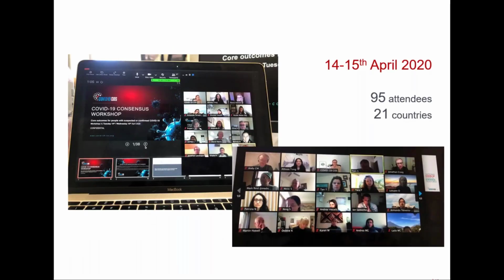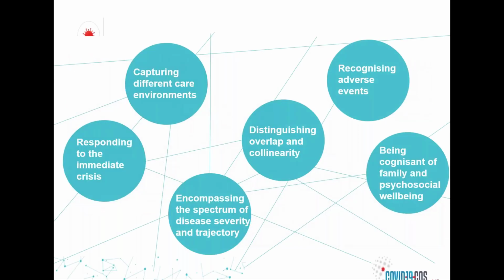So looking at these results, we put forward a proposed set of core outcomes, which we discussed at an international consensus workshop. We ran 4 workshops in mid-April this year, and in total we had 95 attendees from 21 countries. Of those attendees, around 20 had lived experience of COVID-19. Next slide, please. So just to summarize what emerged from the discussion, we identified 6 themes.